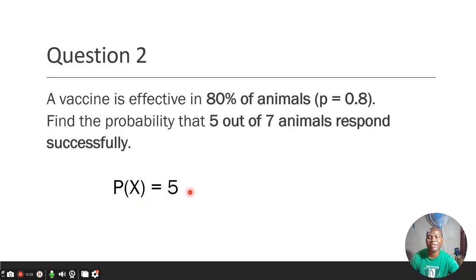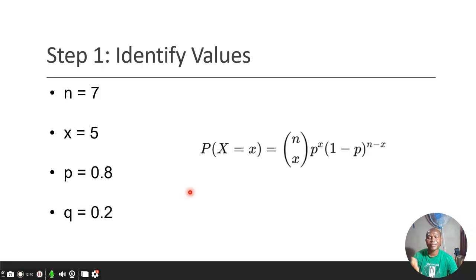So let's observe it step by step. The first step is also to identify the values. 7 is the number of trials. X is our expected outcome, and then we have the probability of success, and also the probability of failure. Recall I said they are complements of one another. So we have been able to identify the various values that are involved in this particular question.